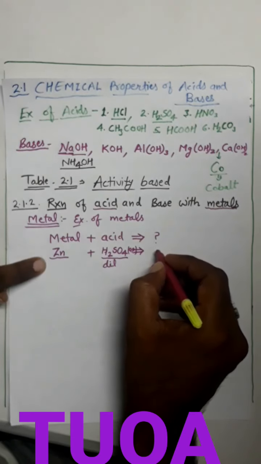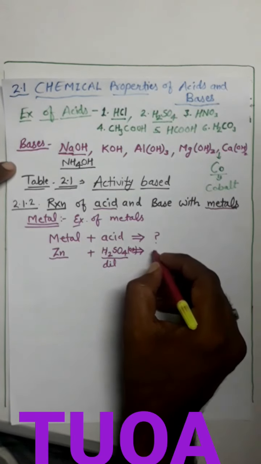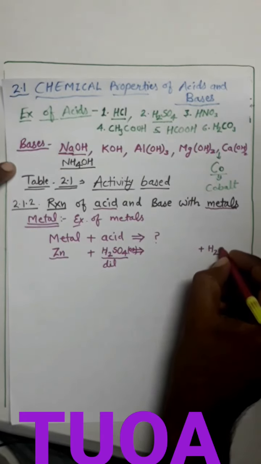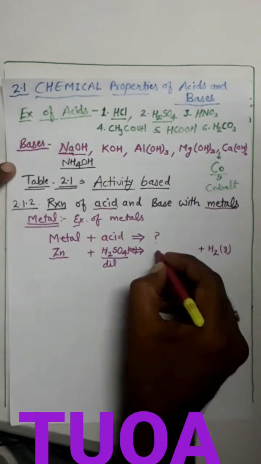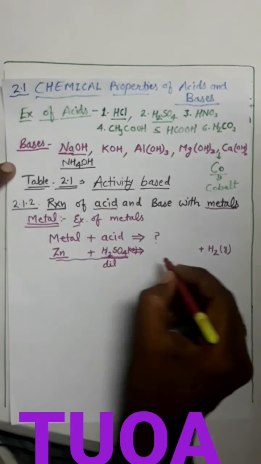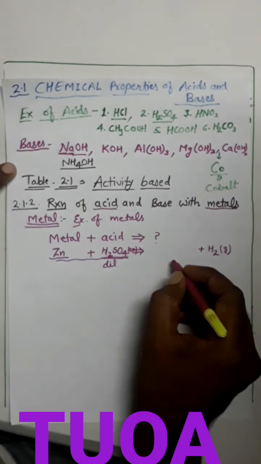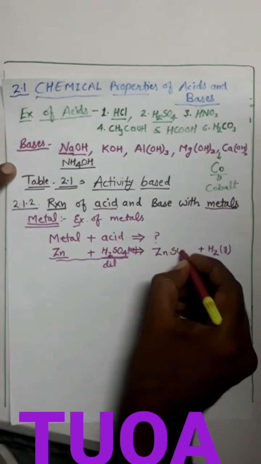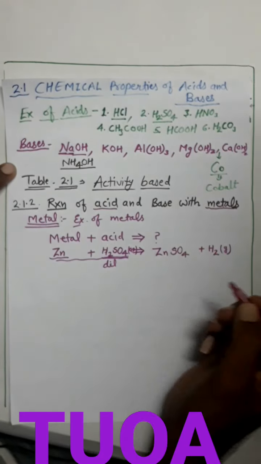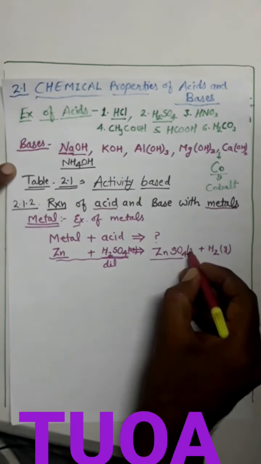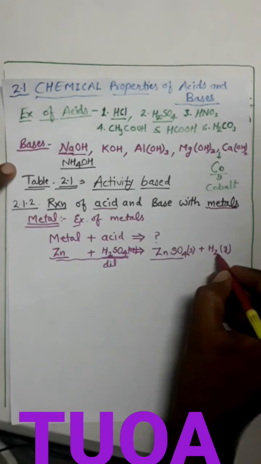Now what happens when you put zinc metal in sulfuric acid solution? You see some bubbles are formed. When the product of this reaction is passed into the soap solution, I am writing the chemical equation directly: zinc plus sulfuric acid gives zinc sulfate, which is in solid state, plus hydrogen gas.